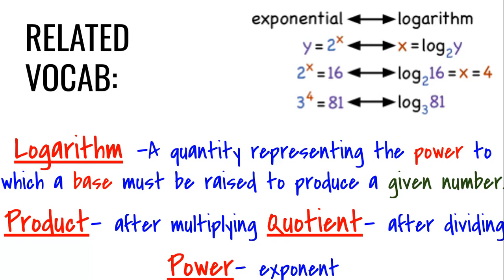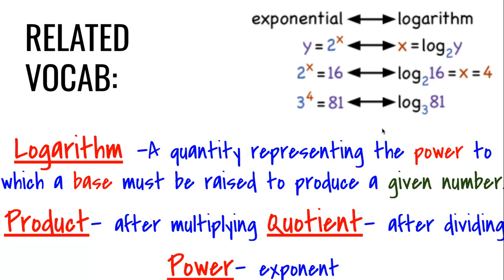Reviewing that a logarithm is this quantity, it's representing the power to which a base must be raised to produce a given number. For example, all of these logarithms are asking us, how many times do I need to multiply this base by itself to get this number, the argument? Log base 3 of 81 would equal 4 when we evaluate it, because we need to raise 3 to the 4th power in order to get 81.